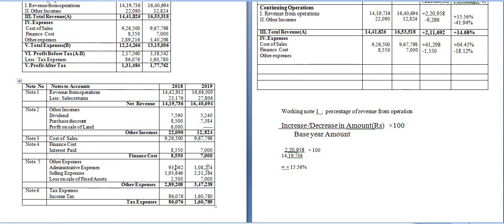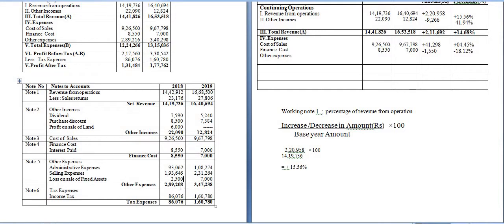For the year 2019, how much is it? 1,08,274. Next one, selling expenses. First one is administrative expenses, which is 93,062 rupees in 2018. In 2019, it is 1,08,274. Next one is selling expenses. In 2018, it is 1,93,644, and in 2019, it is 2,31,264. And the last one, loss on sale of fixed asset. How much? 2,500 in 2018 and 7,000 in 2019.